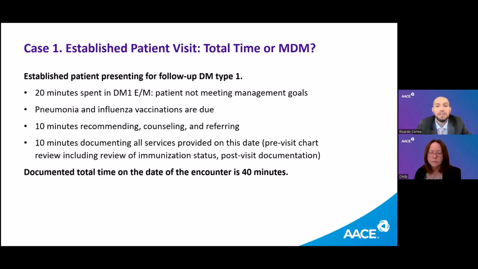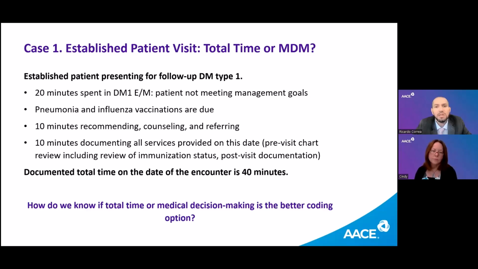Here we have a case that includes time spent in vaccine counseling in the time of an established patient office visit, follow-up with diabetes type 1. The time used in code selection is the time personally spent by the endocrinologist directed to the individual patient care on the date of the visit, including the review of the chart and visit documentation when performed on the same date. So how do we know if total time or medical decision-making is the better coding option?